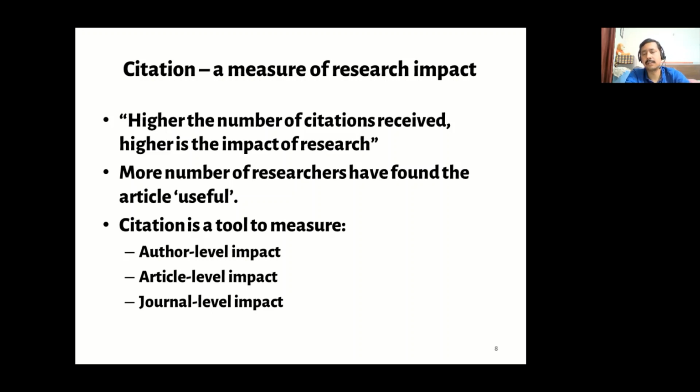Now we have understood the importance of earning citations for our articles. The message is that any author, any researcher who wants to publish articles in journals should not only aim at increasing the number of articles published, but also aim at getting a higher number of citations for each of the articles published. In that way, such authors will be aiming at improving their productivity as well as impact.